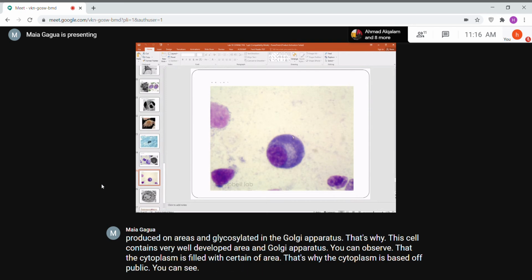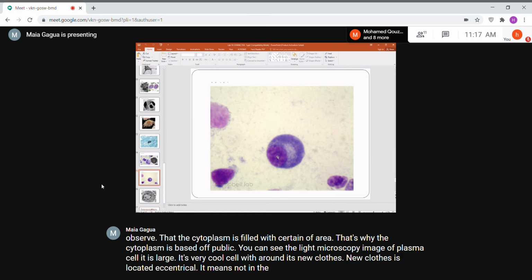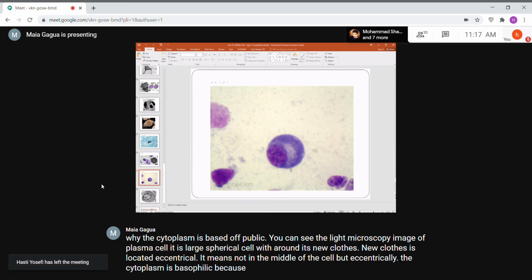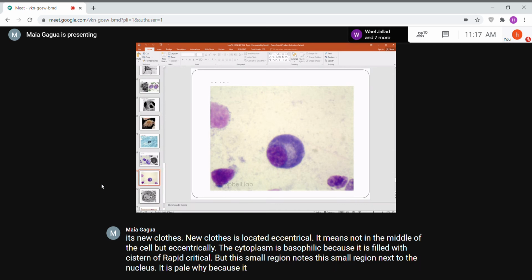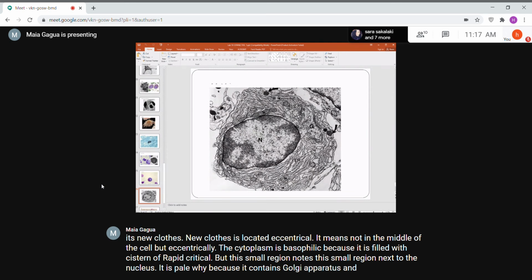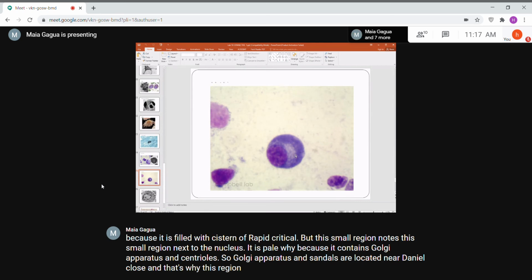You can see the light microscopy image of a plasma cell. It is a large spherical cell with a rounded nucleus. The nucleus is located eccentrically, which means not in the middle of the cell. The cytoplasm is basophilic because it is filled with cisterns of RER. But note this small region next to the nucleus, it is pale. Why? Because it contains the Golgi apparatus and centrioles, which are located near the nucleus, and that's why this region appears pale.